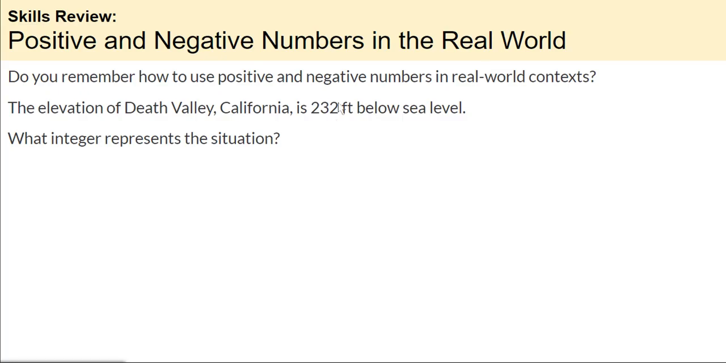Do you remember how to use positive and negative numbers in real world contexts? This says the elevation of Death Valley, California is 232 feet below sea level. What integer represents the situation?